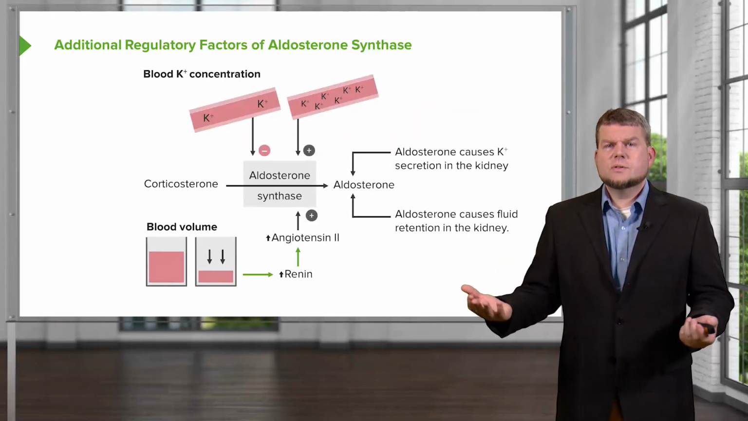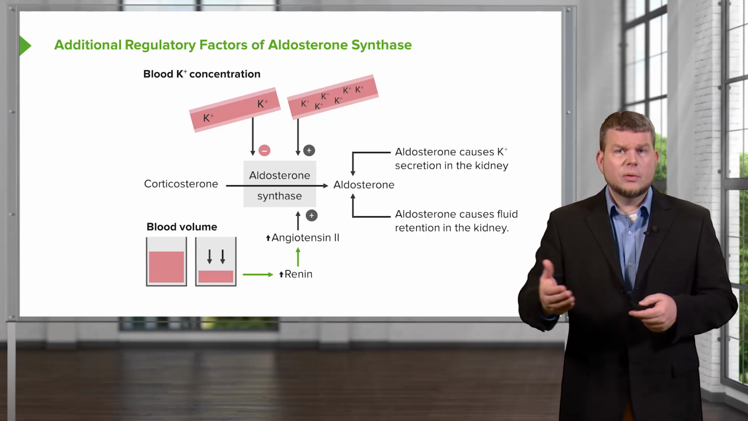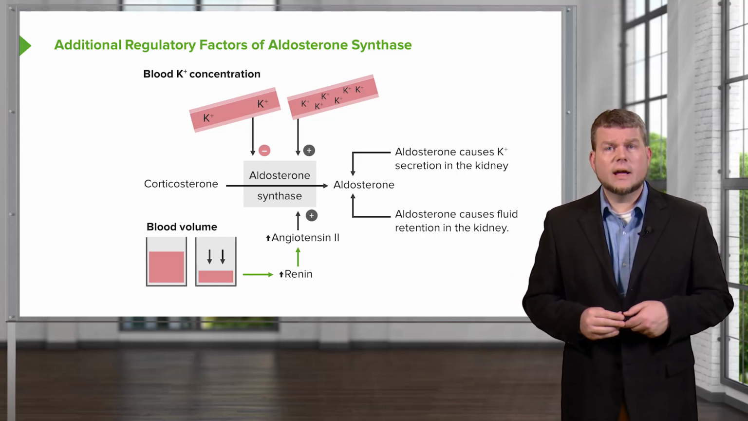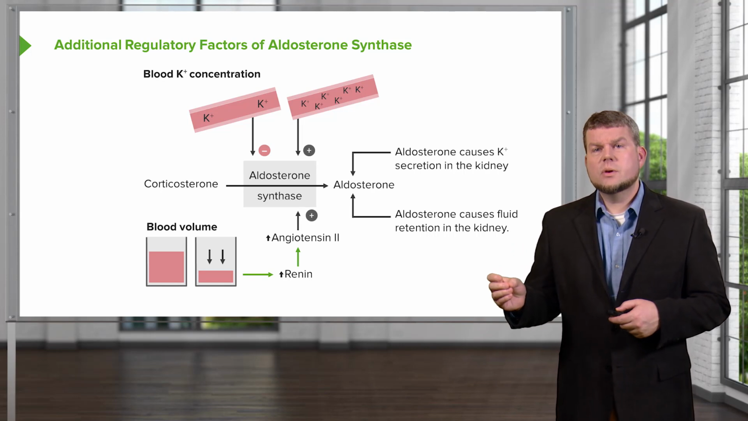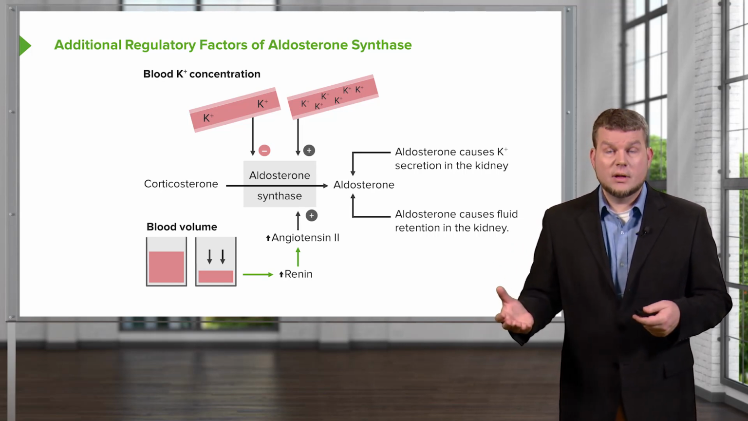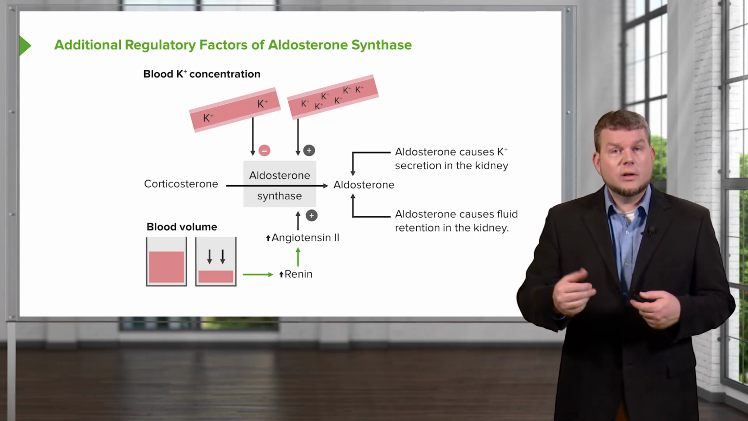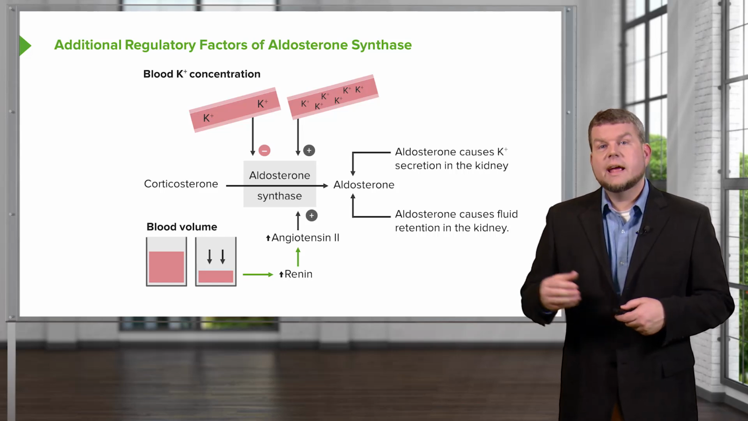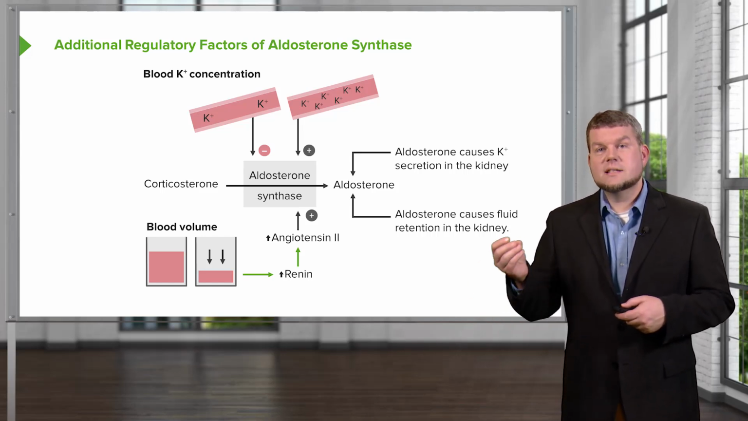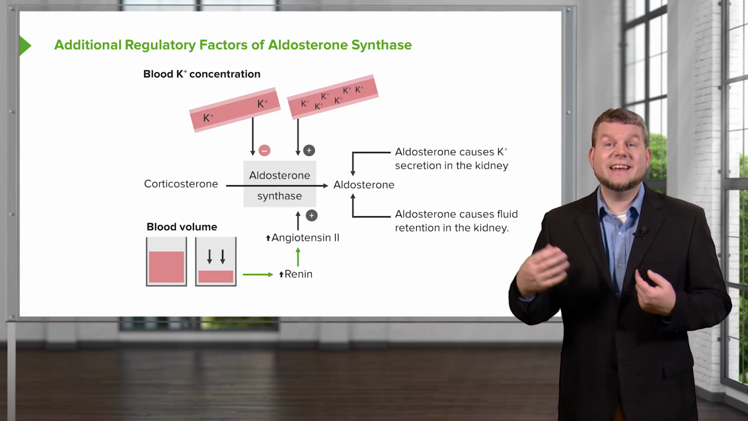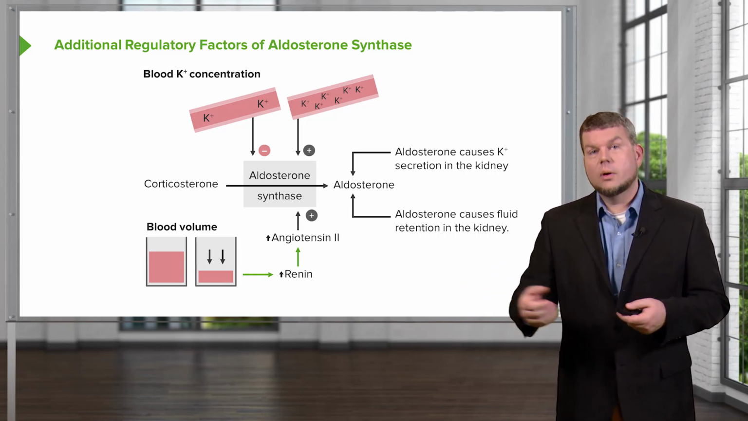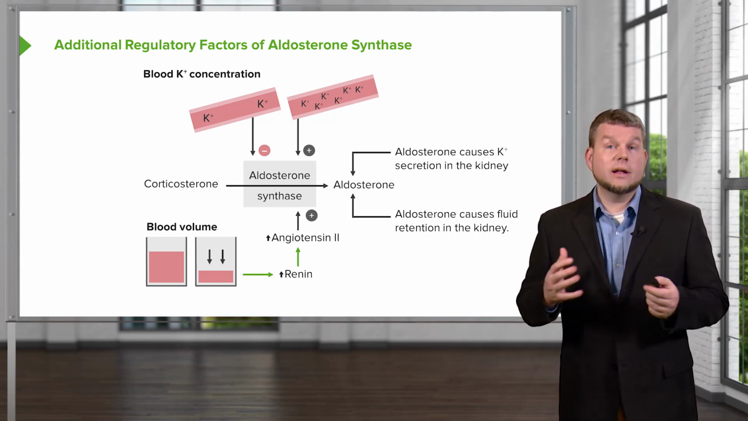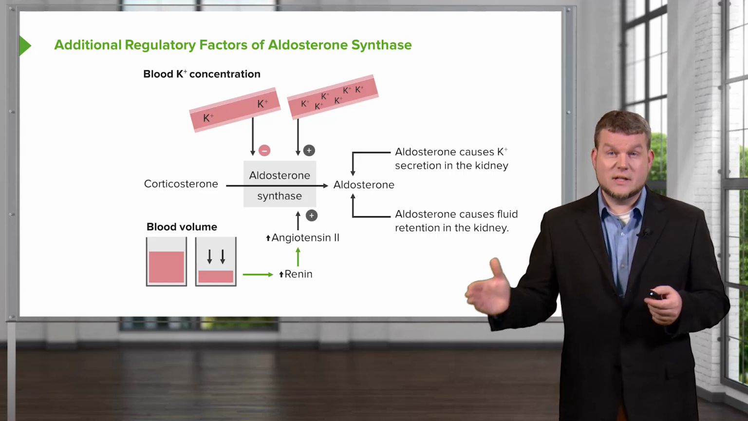So what does aldosterone do that affects both of these two additional regulatory factors? Well, aldosterone causes fluid retention, and therefore blood volume becomes important. Aldosterone also causes potassium secretion and excretion. Therefore, potassium becomes an important regulatory step in its overall synthesis pathway.